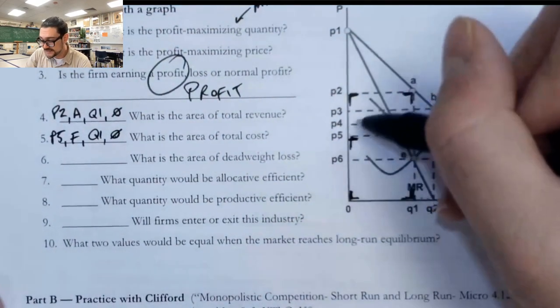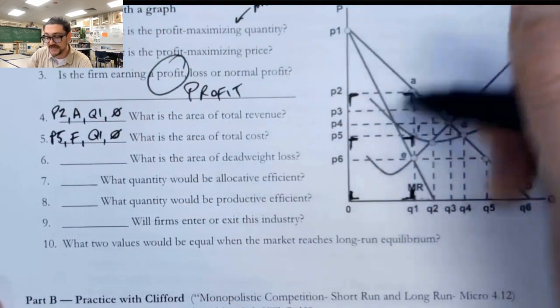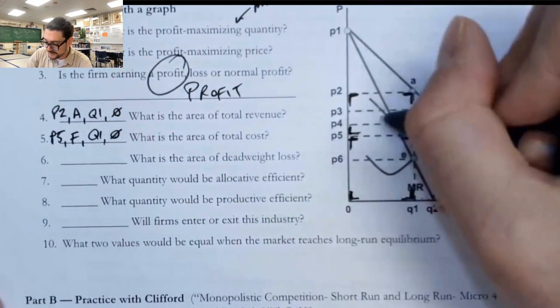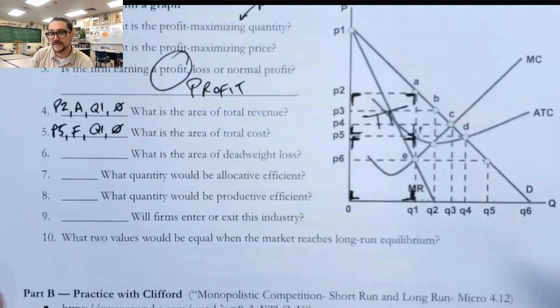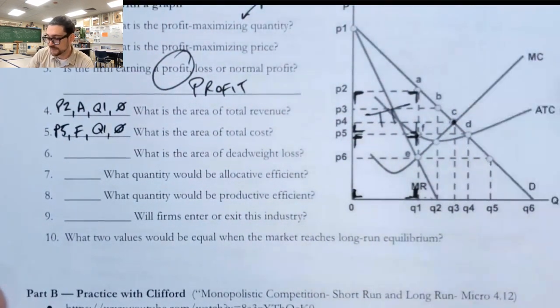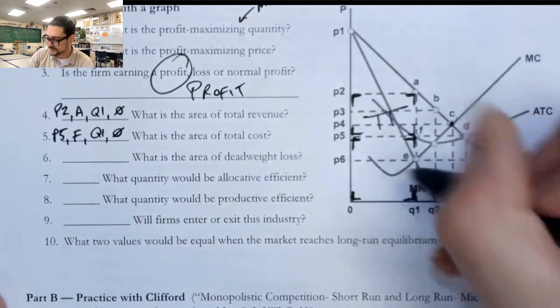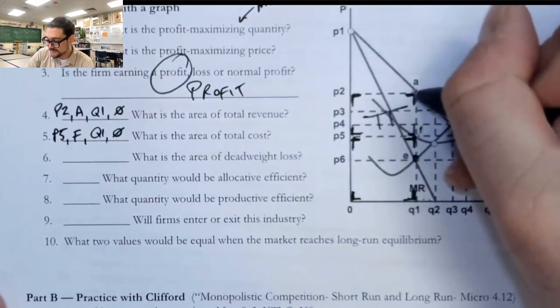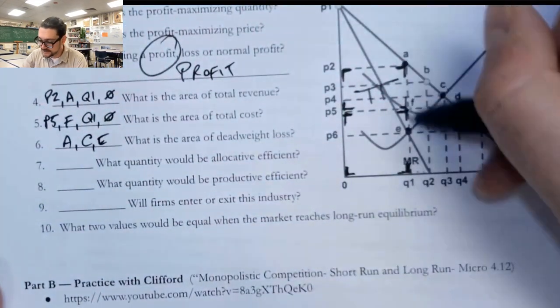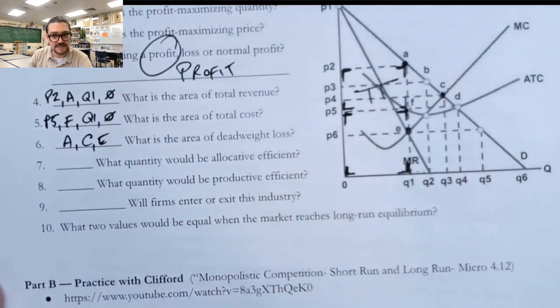Now, the profit is the area that's above it. We could shade that if we wanted to. We have this area right here, that's our profit rectangle. The deadweight loss is going to be pointing toward that allocative efficient point, which is occurring at point C, which means our deadweight loss goes from E to A to C. So we can even shade that in if we wanted to, all that good stuff.